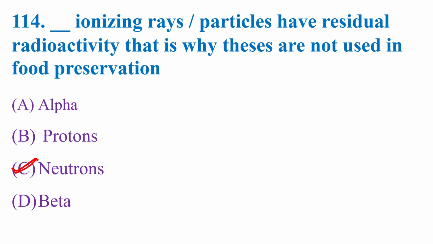Whereas alpha, they have low penetration activity, so no induced radioactivity will be there. Beta, they also have no residual radioactivity. Protons, not typically. They are used for basically minimal activation compared with neutrons. So the correct option should be option number C, that is neutrons. And even neutrons can cause nuclear activation, they can leave residual radioactivity in the food, which becomes unsafe for its consumption.